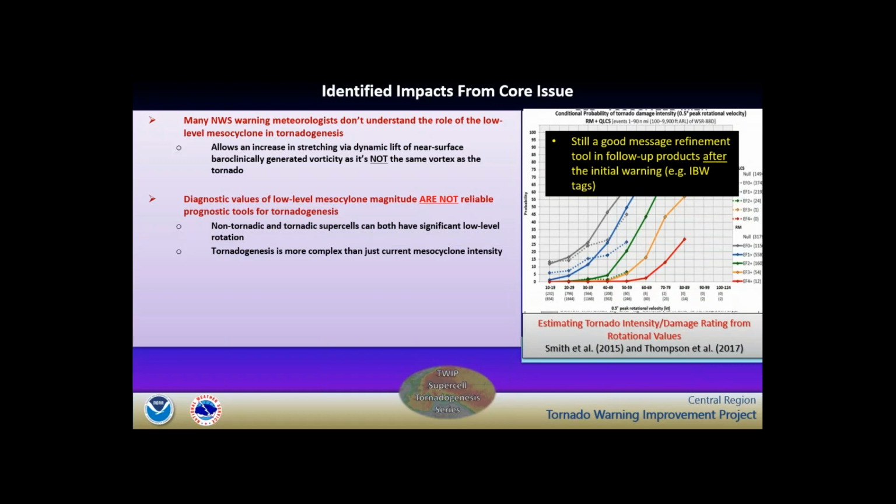With that stated, there are still some proper uses of rotational velocity couplet magnitude, such as message refinement with things like IBW tags in follow-up statements of existing warnings. Of course, these warnings should be deemed necessary prior to this point through use of other more prognostic interrogation methods.